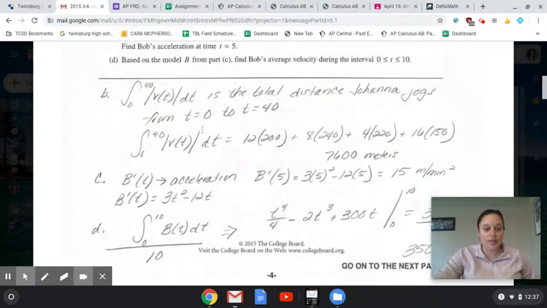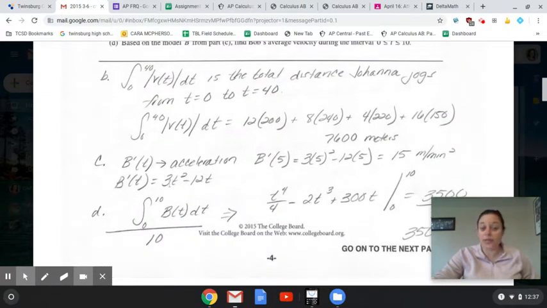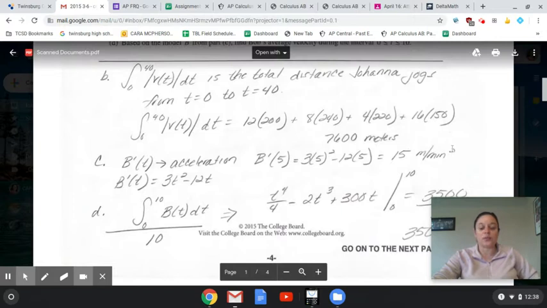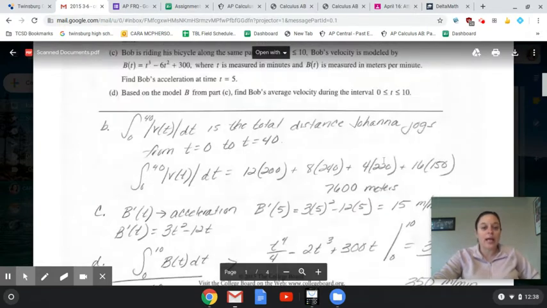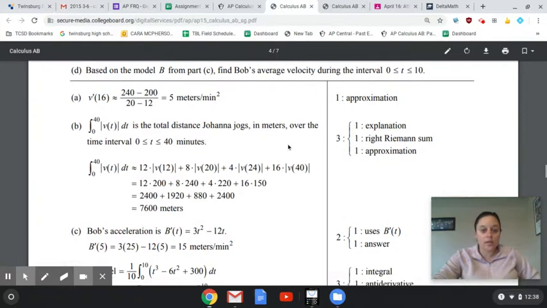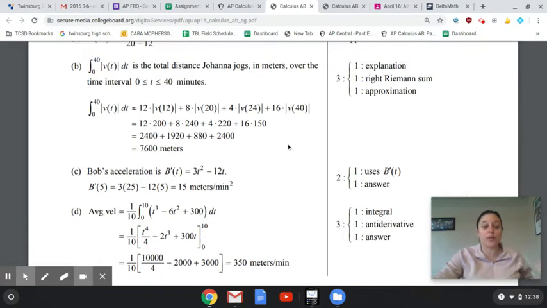So the first thing I wrote down is the derivative of b, which was just a quick power rule, 3t squared minus 12t. And then I'm going to put 5 into it. Here's another situation where on this question you weren't allowed to use a calculator. You want to use a calculator now anytime you can to save time. Put 5 in, you should get 15. I don't know how picky they'll be on units, but it should be meters per minute squared. And the scoring was 1 point for using b prime, so taking the derivative, and then 1 point for the answer of 15. So it doesn't sound like units were something that you had to have. They will tell you if you need them.